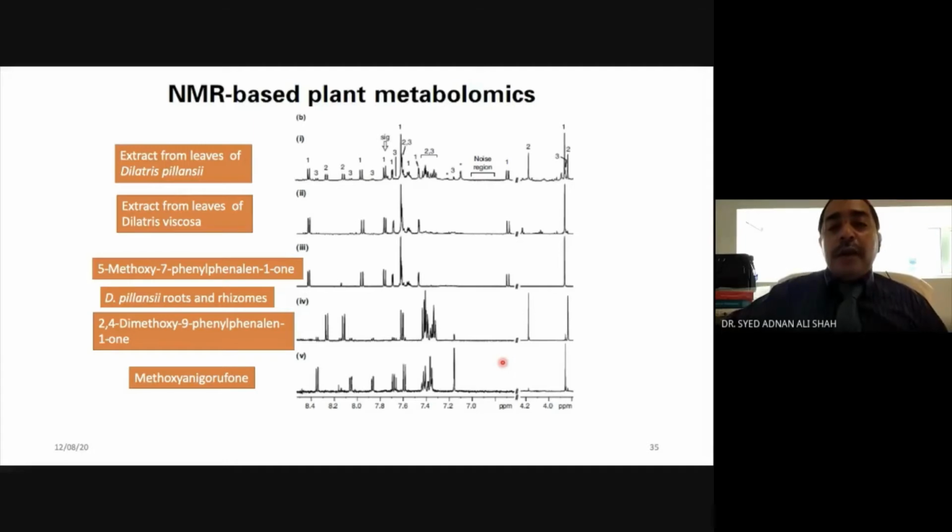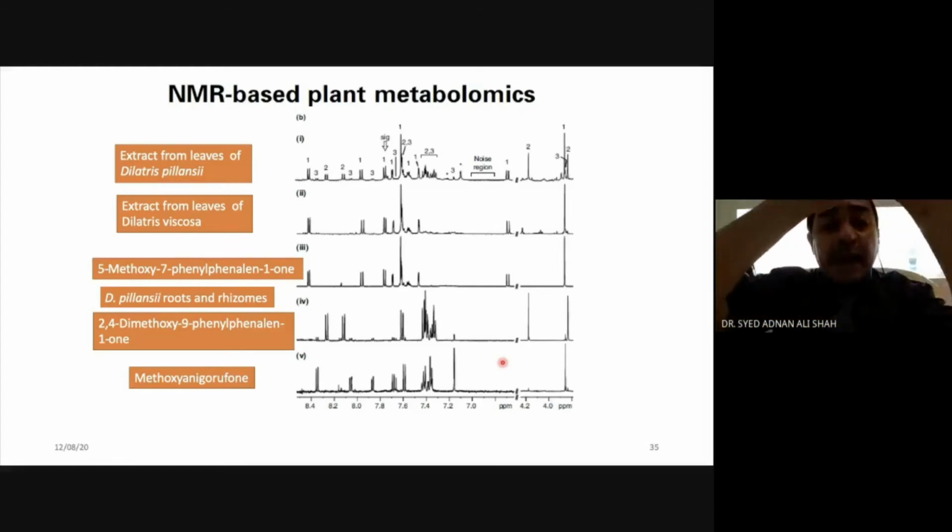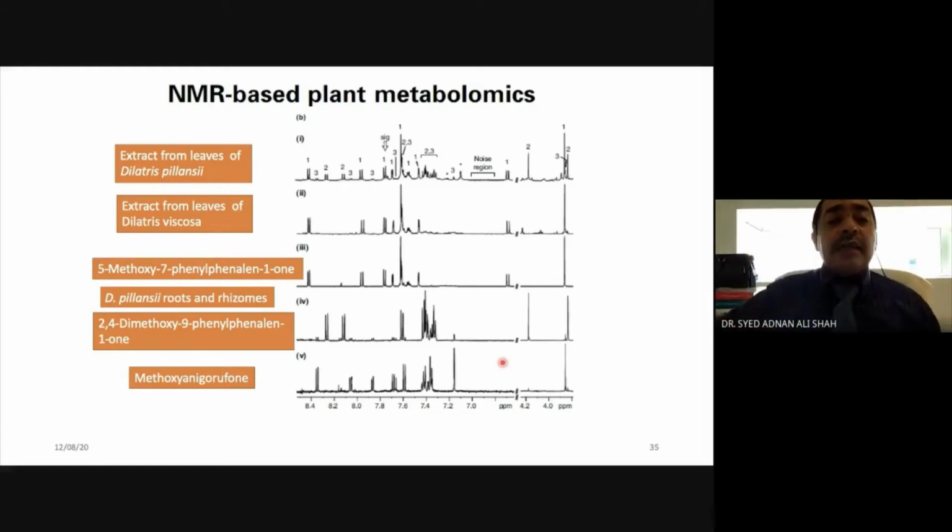NMR-based metabolomics also gives a lot of information about the compounds present in a plant extract. For example, you can see the leaves of this plant contain these compounds. All peaks are matched with the compounds present in a leaf of this plant. So this is a good source to find reference compounds in the food extract.